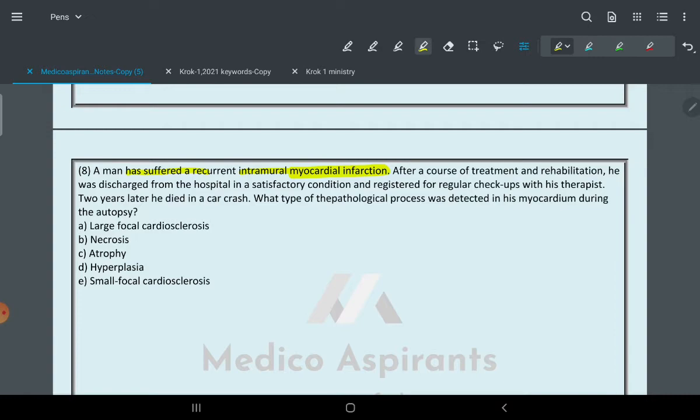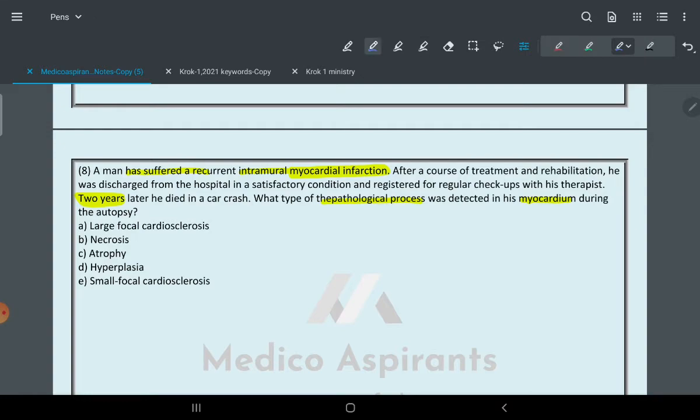After a course of treatment and rehabilitation, he was discharged from the hospital in satisfactory condition, registered for regular checkups and a therapist. Two years later, he died in a car accident. So, what kind of changes, what pathological process, was detected in the myocardium?